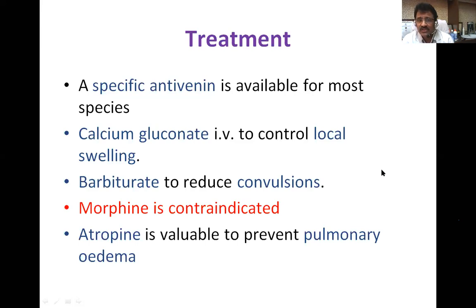And barbiturates are allopathic drugs, H-scheduled drugs, which reduce the convulsions. If the patient enters into convulsions, he has to be given a barbiturate. And morphine is contraindicated. Morphine is an injectable used in allopathy, that is contraindicated. Atropine is valuable to prevent pulmonary edema. Pulmonary edema can be prevented with the help of atropine injection.